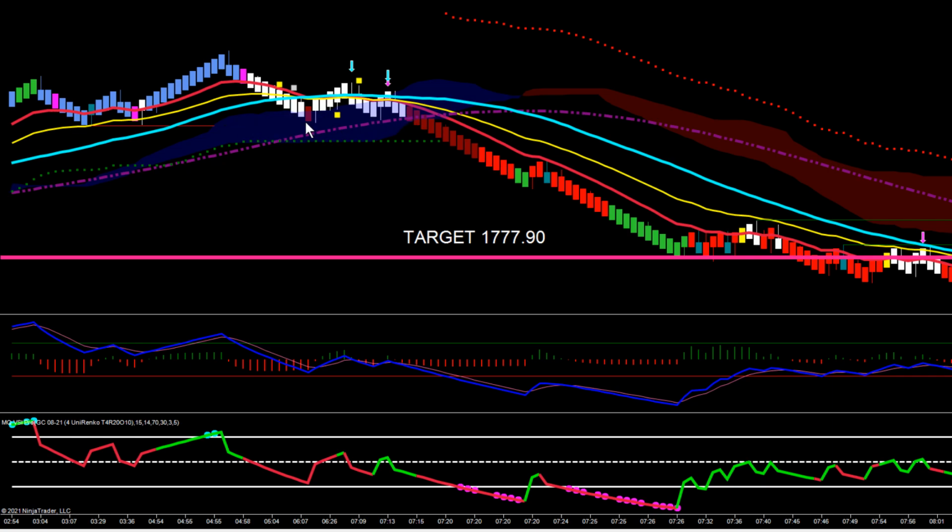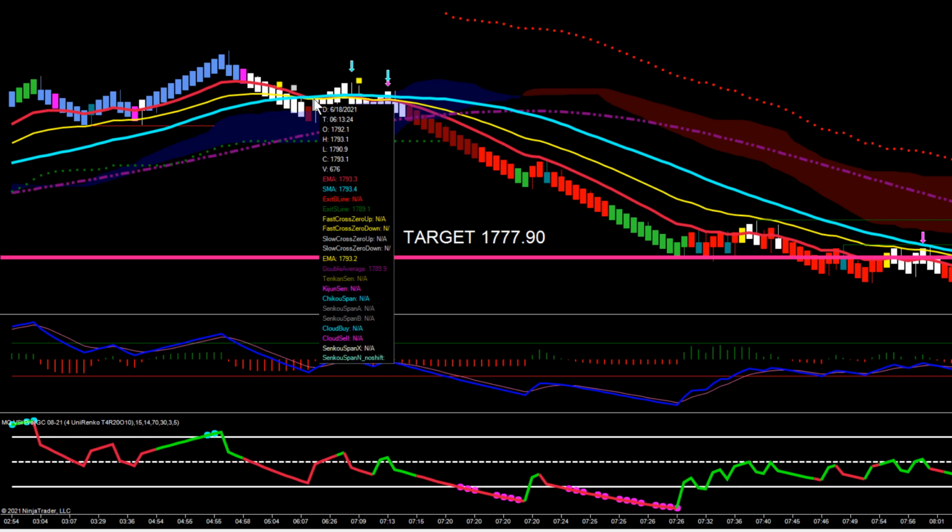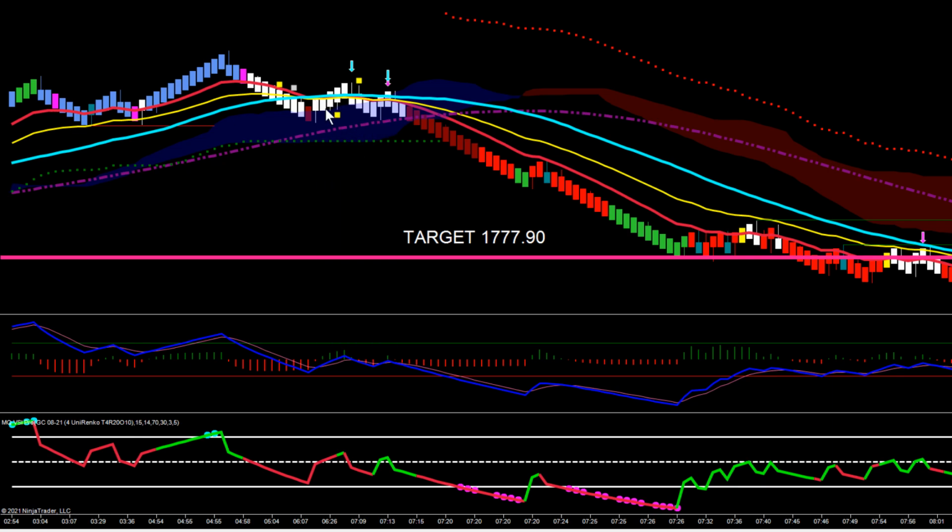The trend reversal breakout took place right there, coming out of the cloud underneath the smooth 50, and we were triggering that 30-minute failed bull flag all at the same time. And then we got a nice little rip to the downside. This triggered in on the trend reversal breakout at 1790.90. Our target was down here at 1777.90.